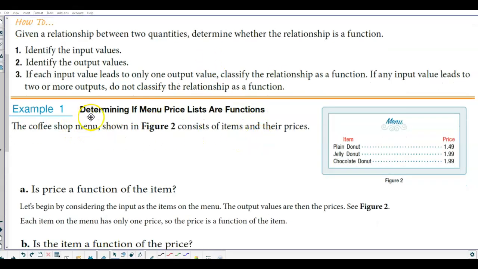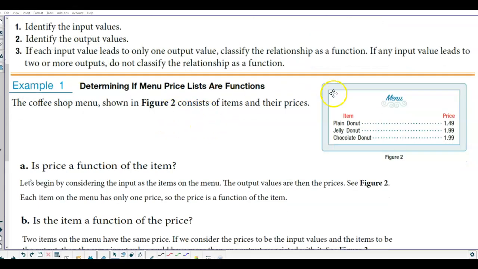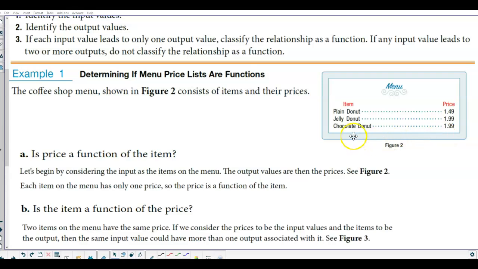So for example 1, we want to determine if the menu price lists are functions. The coffee shop menu shown in figure 2 consists of items and their prices. We have a plain donut, which is $1.49. We have a jelly donut, which is $1.99. And we have a chocolate donut, which is $1.99.